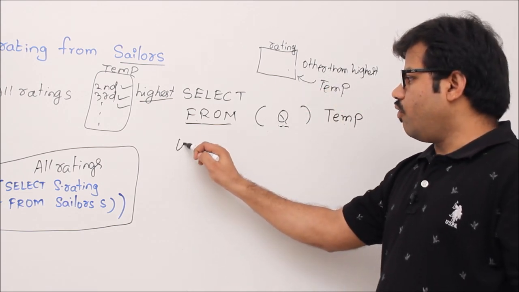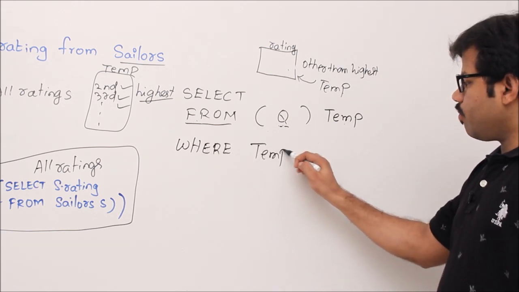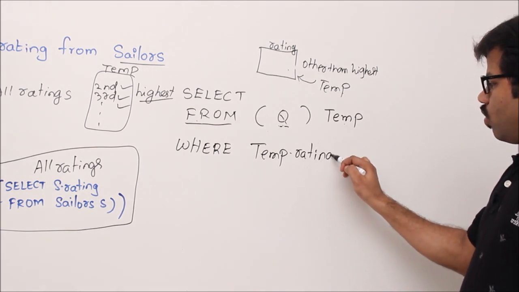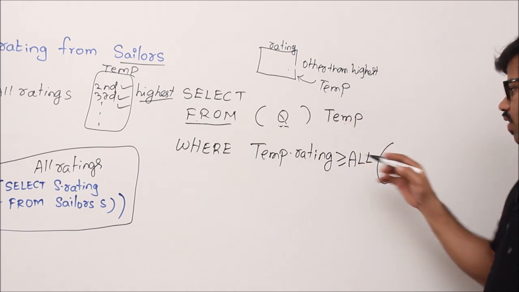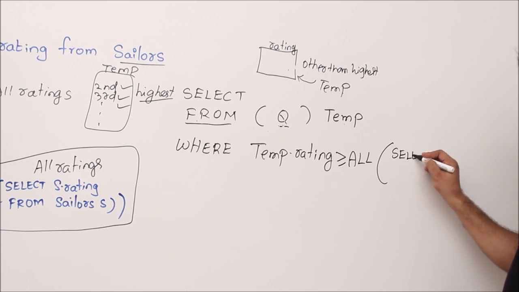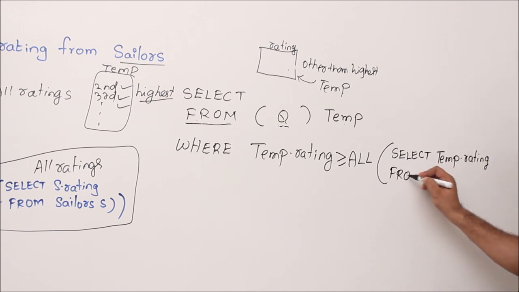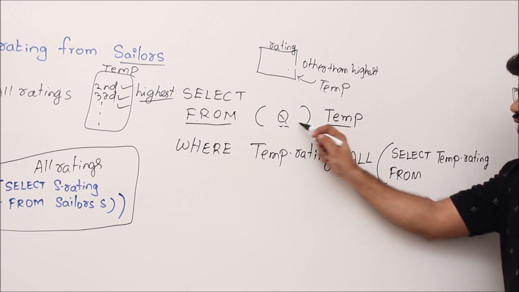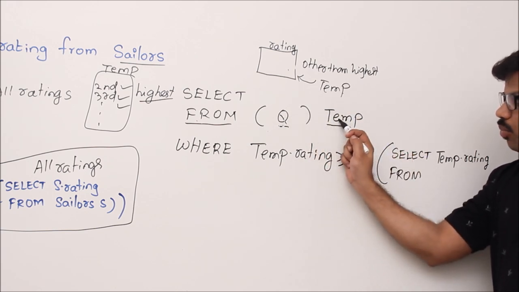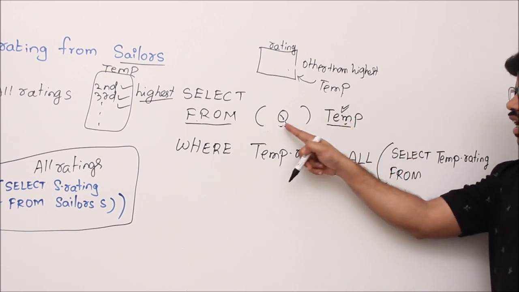Now what I am going to do is write a WHERE clause: where temp.rating is greater than or equal to all. Here I again take this temp table, and I will tell you the reason. So here again I take select temp.rating from. What is temp, sir? Here you don't know what temp is, because temp is a result of this query. You can use temp only up to this point.